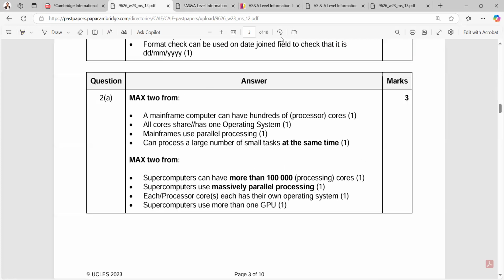तो उसको डिलीवर करने के लिए सबसे पहले आप अपने पास ये लिखोगे कि a mainframe computer can have hundreds of processors. All cores have an operating system, or you can say that mainframe uses parallel processing and it can process large amounts at the same time. Whereas when it comes to a supercomputer, तो supercomputer के अंदर more than 1 लाख processing cores होते हैं और ये massively parallel processing use करता है.